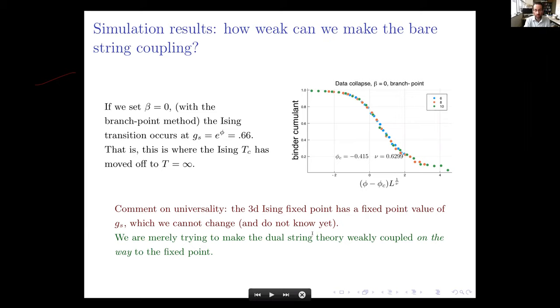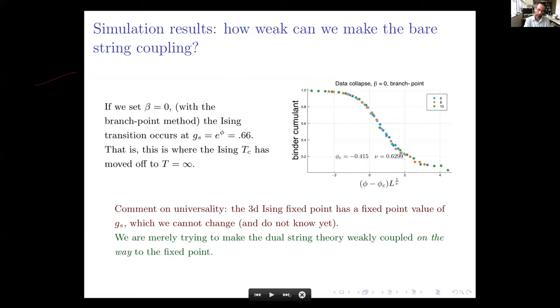The thing you could think is that what we're trying to do is make the dual string theory weakly coupled on the way to the fixed point. That is, starting from our lattice model, there's some flow to the fixed point, some of which can also be described by a string theory, not quite as universal a string theory as one that would describe just the fixed point. But that's what we can hope to make weakly coupled by doing this.